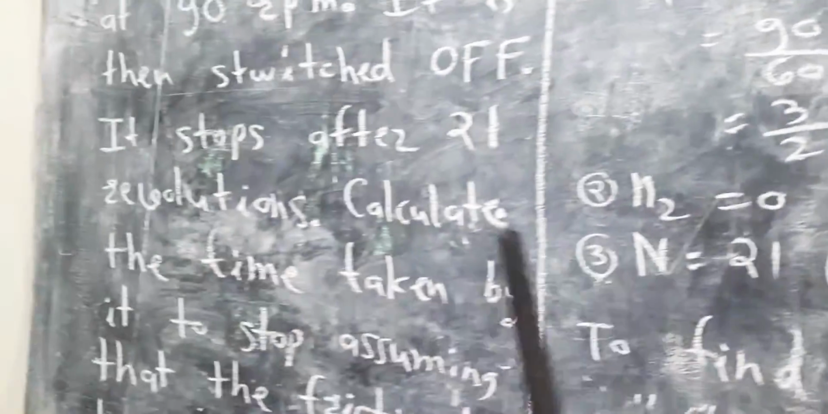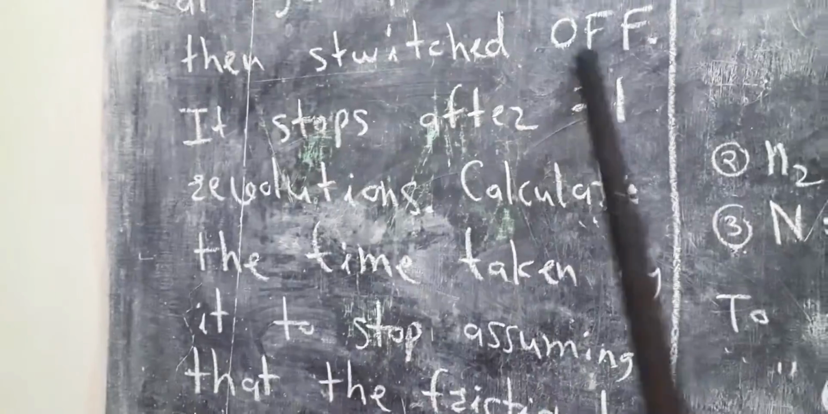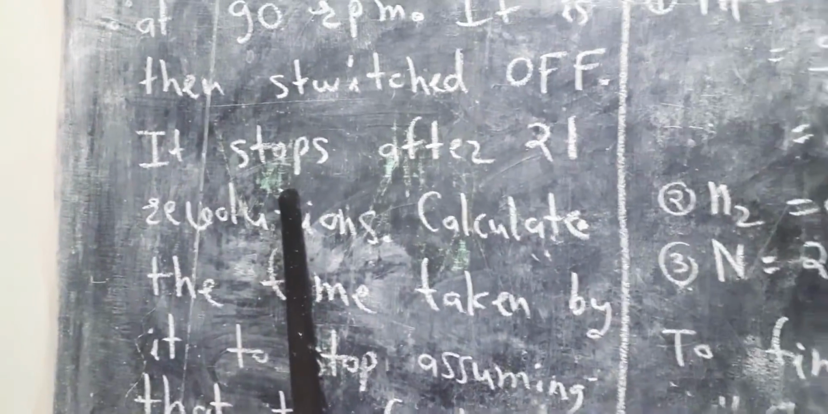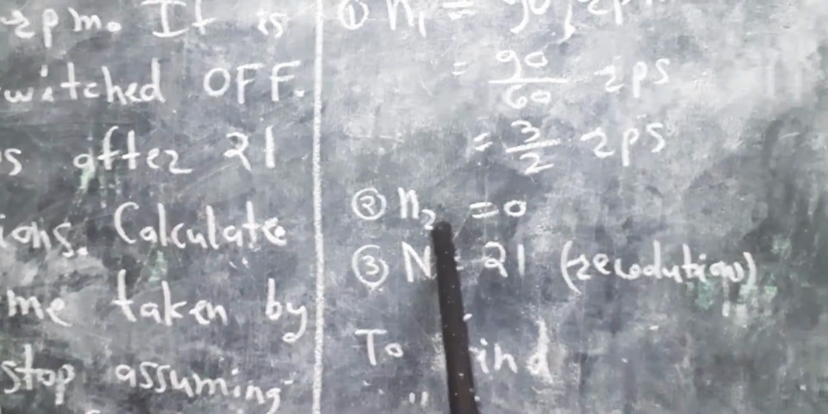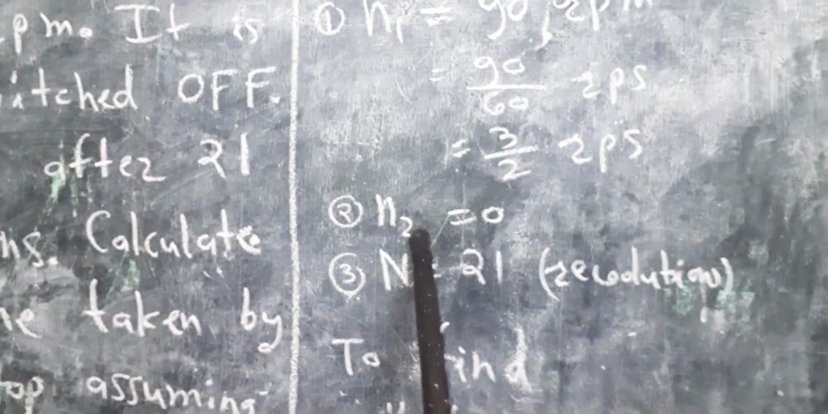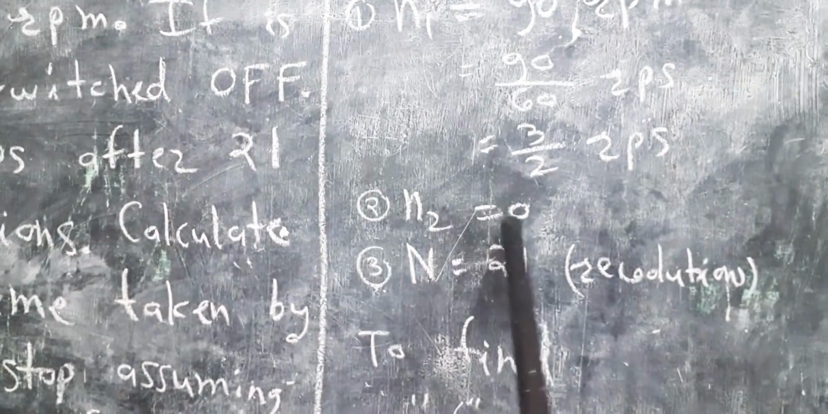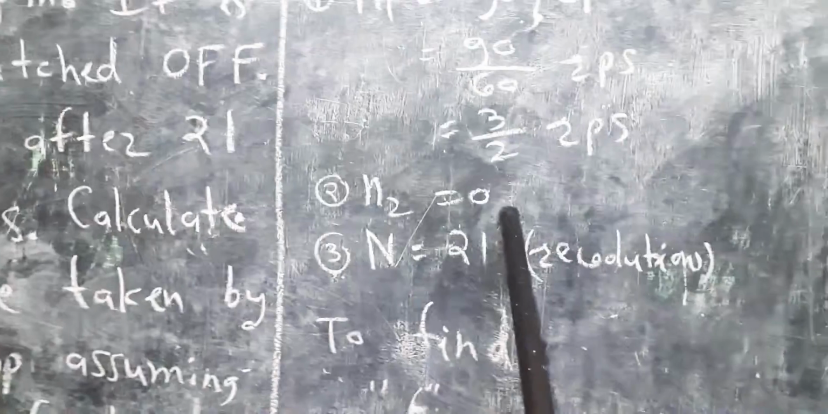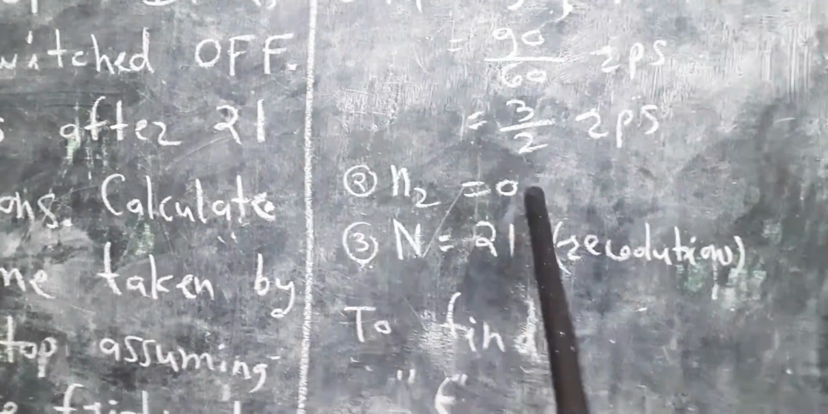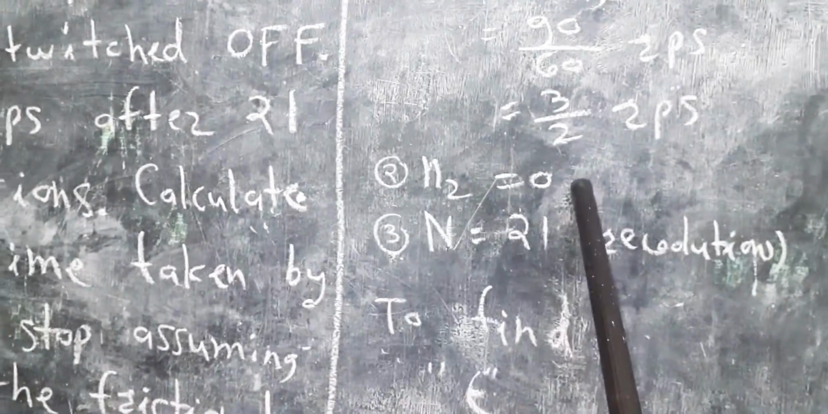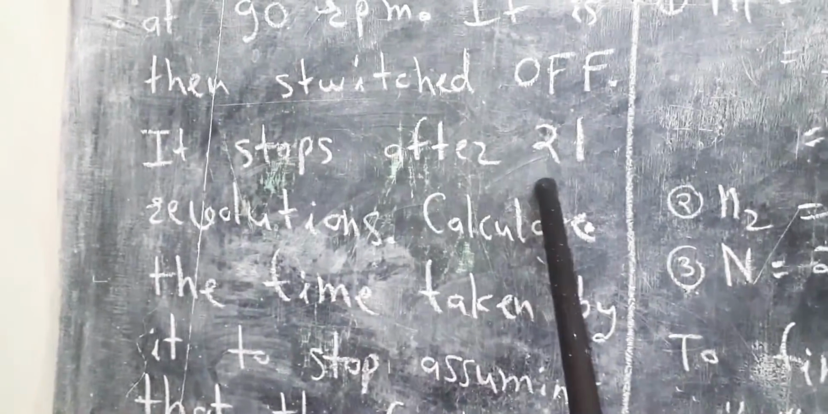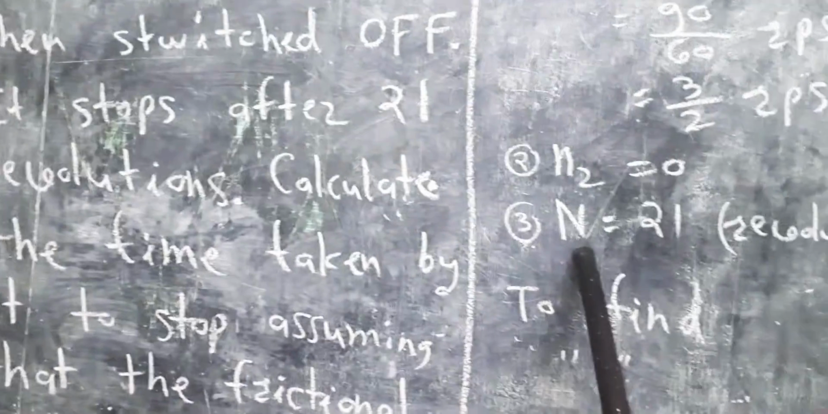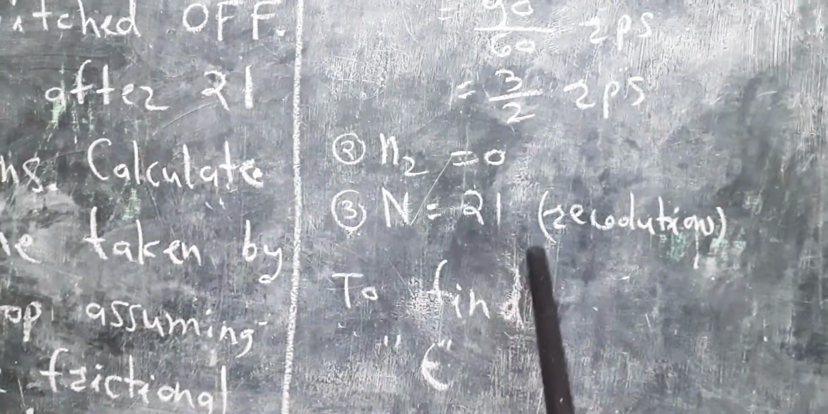We are given it is then switched off. It stops after 21 revolutions. So we can say that the final frequency, when the body stops, the fan stops, is 0. So N2 is equal to 0, the final frequency. And we are given the total number of revolutions, 21. So capital N, the symbol for revolutions, is 21.